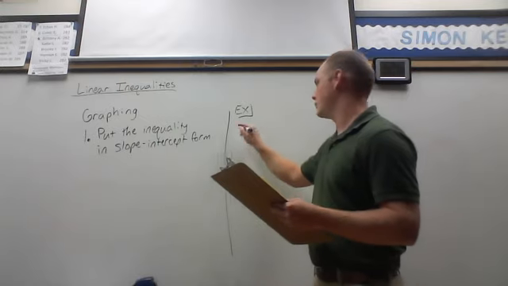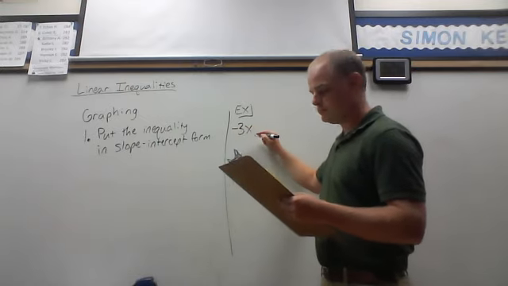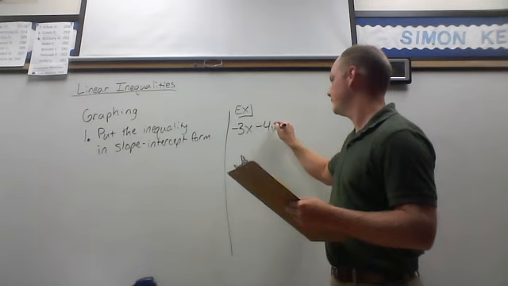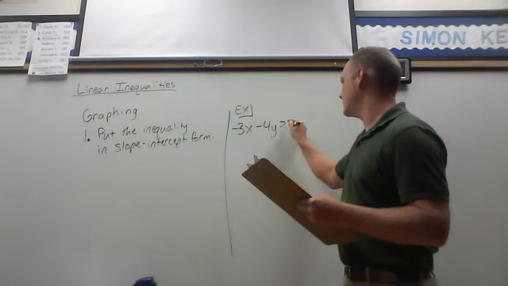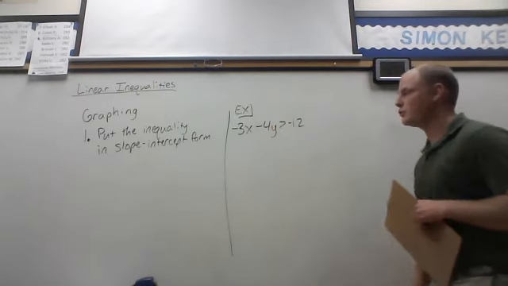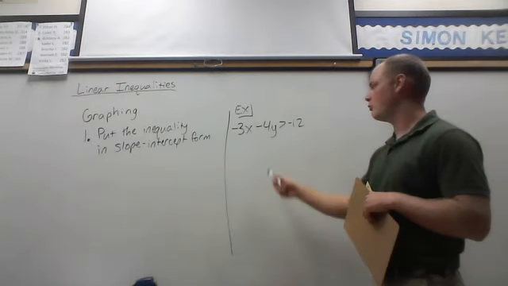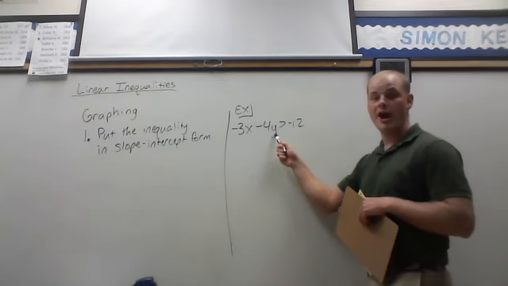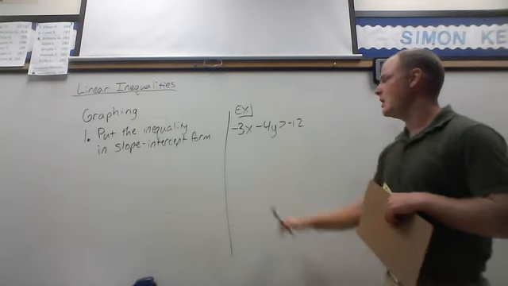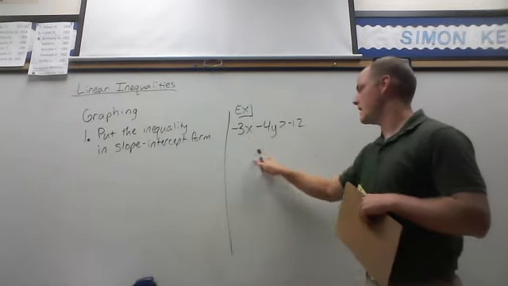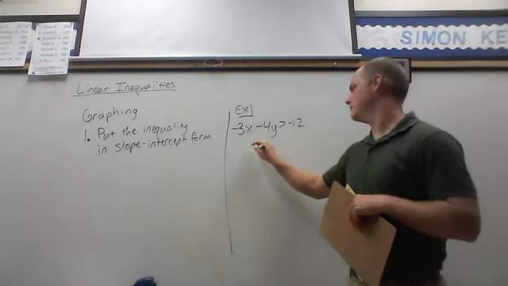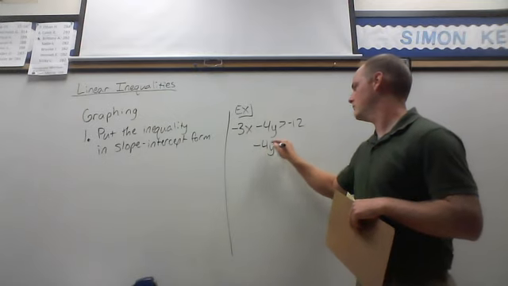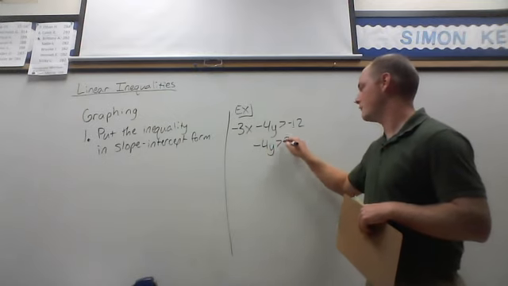So here's our example. Negative 3x minus 4y is greater than negative 12. So in order to put this into slope-intercept form, we're going to solve it for y. Hopefully by now you guys are good at that. So our first step would be to move this 3x over to this side. So I'm going to add it over, so it's positive.